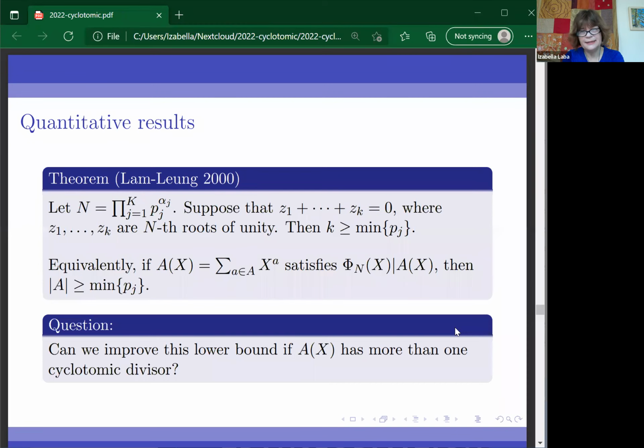So what I'm going to be interested in is, can we improve that lower bound if A(x) has more than one cyclotomic divisor? Why am I interested in that question? Part of that is that this is going to be used in the next question that I'm going to be talking about, and that one comes from harmonic analysis. But right now, let's just say that A(x) has more than one cyclotomic divisor. Can I improve the lower bound due to Lam and Leung?